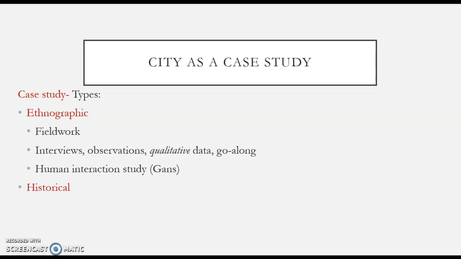And the second type is what's known as a historical approach. And this looks at the virtues of the place. And virtues of the place really focuses on the historical past. So how has the history of a location shaped the lives there?